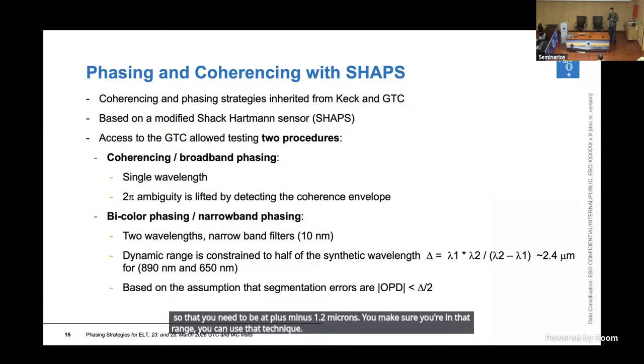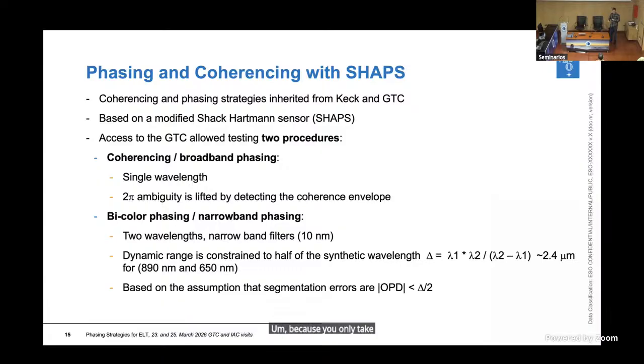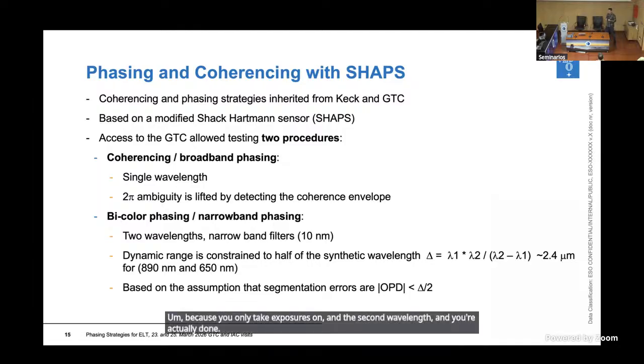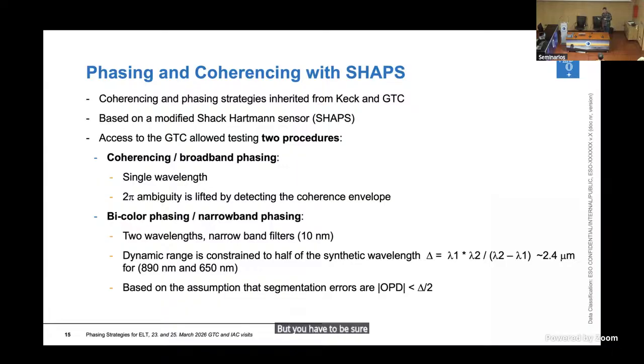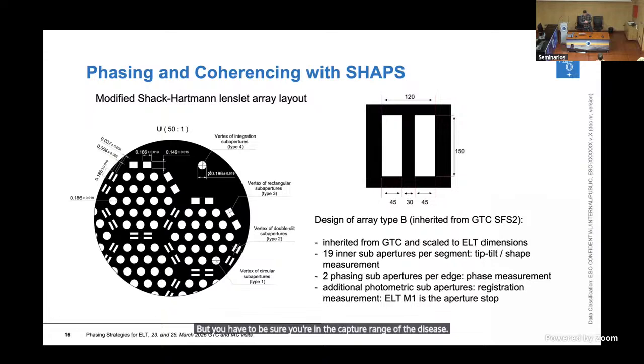It is way faster than broadband phasing because you only take exposures of 1 and the second wavelength, and you're actually done. But you have to be sure you're in the capture range of that movement. So you notice this. This is our baseline for one of the arrays. We have 3 of them. This is a replica of the SFS2 of GTC with some modifications.